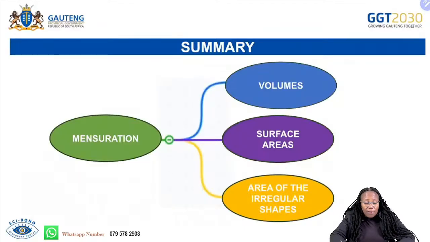And then now grade 12 for today, you must know that the mensuration, you must know how to calculate volumes of all your shapes, the surface areas of all the nets of your shapes, and then now to calculate the area of the irregular shape, or to apply it to find the unknown ordinate.